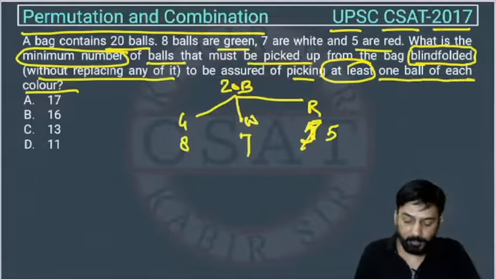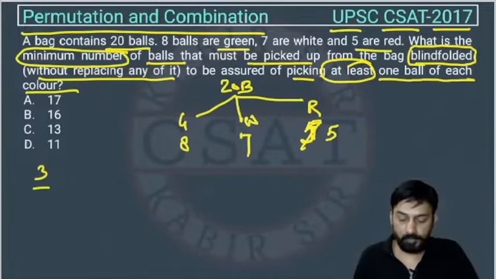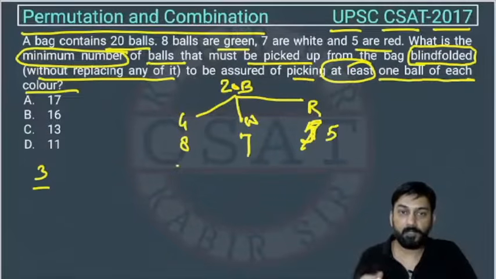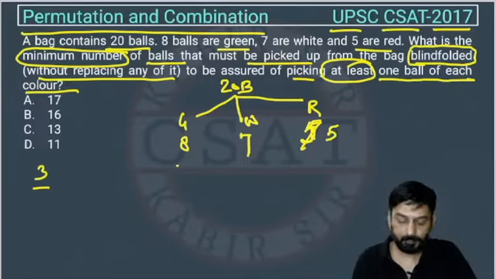Suppose I am picking 3 balls, right? So there may be a possibility that all the balls I am picking may be green, or they all may be white, or they all may be red, right? But what I want is that I get one ball of each color, right? So 3 is a very small number. With 3 we cannot be sure. If I am picking 4, this is not possible.